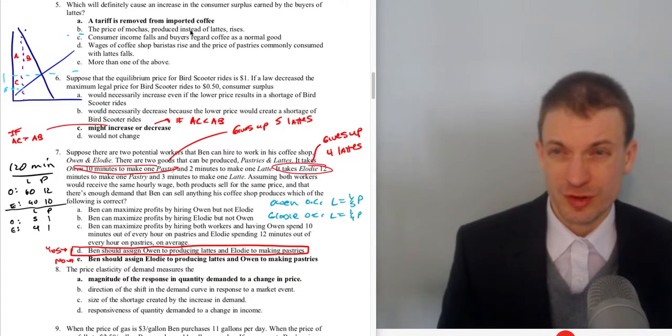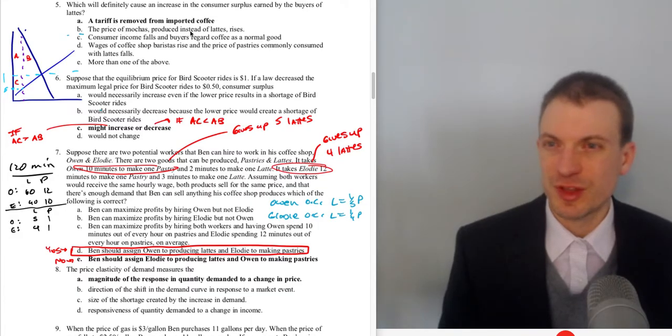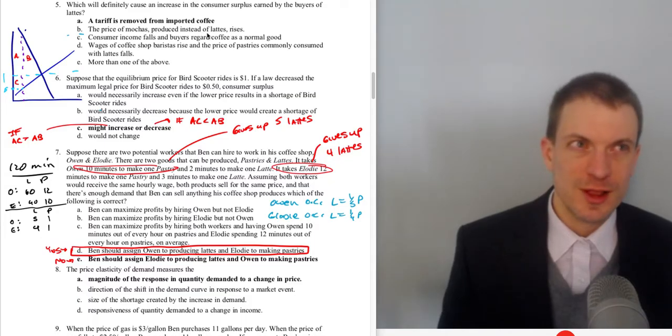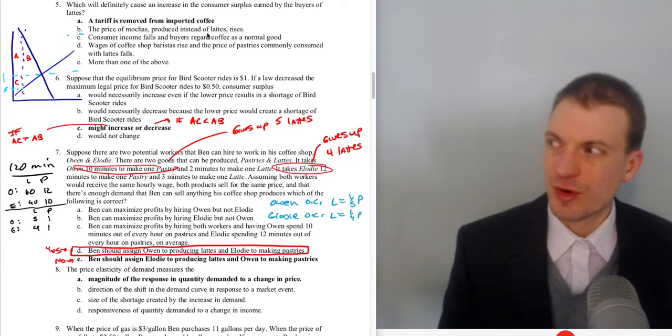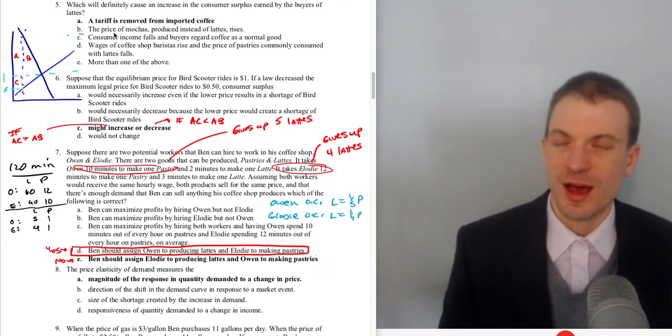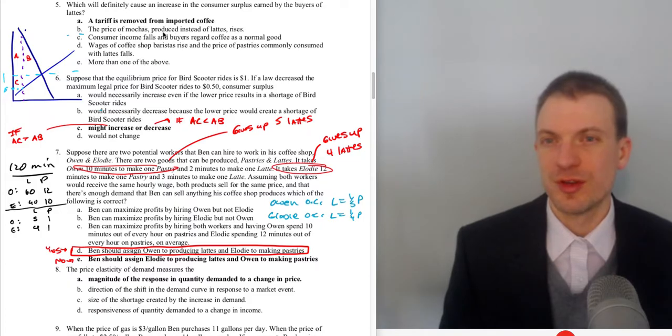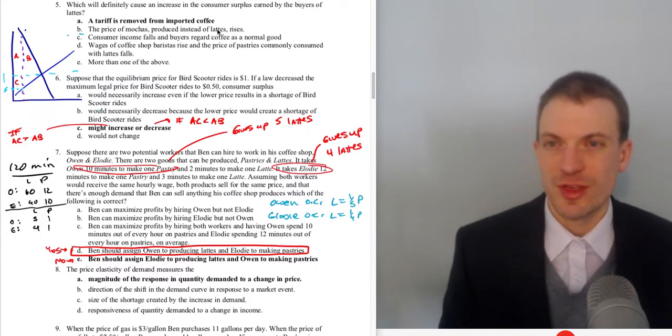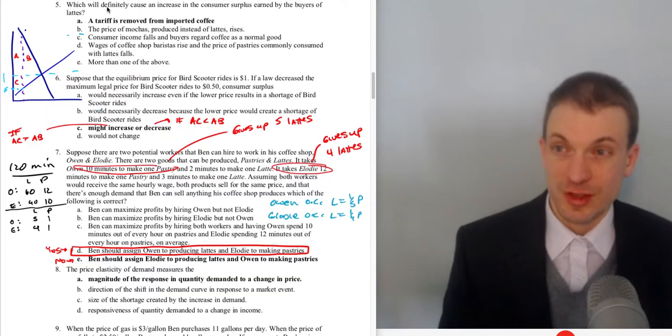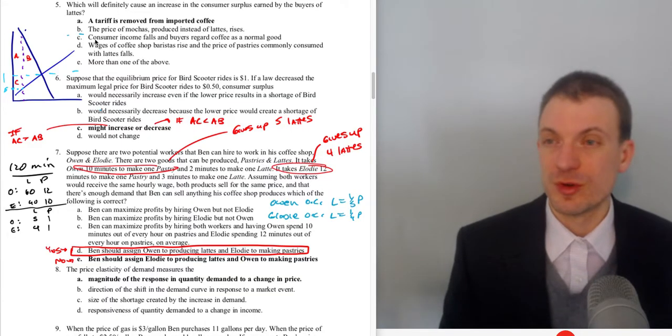Suppose the price of mochas instead of lattes rises. Well, the price of mochas rises, so people would buy more lattes. What's wrong with this one? So the price of mochas rises, and people substitute away from mochas by buying lattes. That'll lead to an increase in demand. It could raise the price, right? So if the price rises faster than the quantity rises, this is why we'd say this wouldn't definitely cause an increase in consumer surplus.